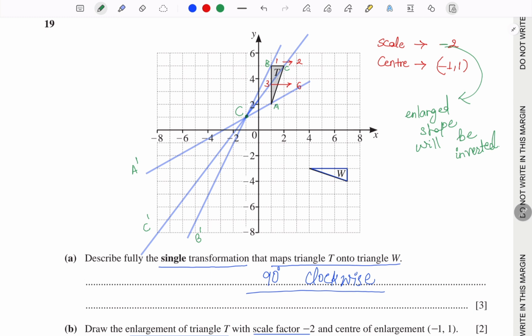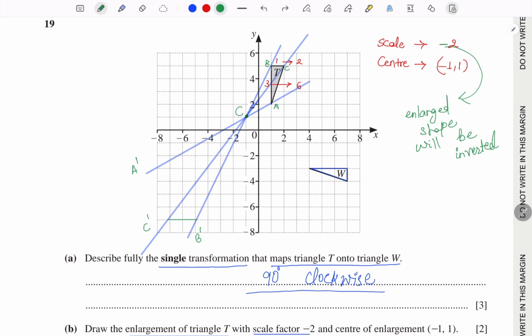So 2 units, we have to see where the gap is equal to 2 units. Here the gap is equal to 2 units, 1 and 1. So this will be one of the sides of the triangle that we are looking for, BC. And then we need to find A dash. We have already found 2 of the vertices of the enlarged triangle. Now we need to find the third vertex.